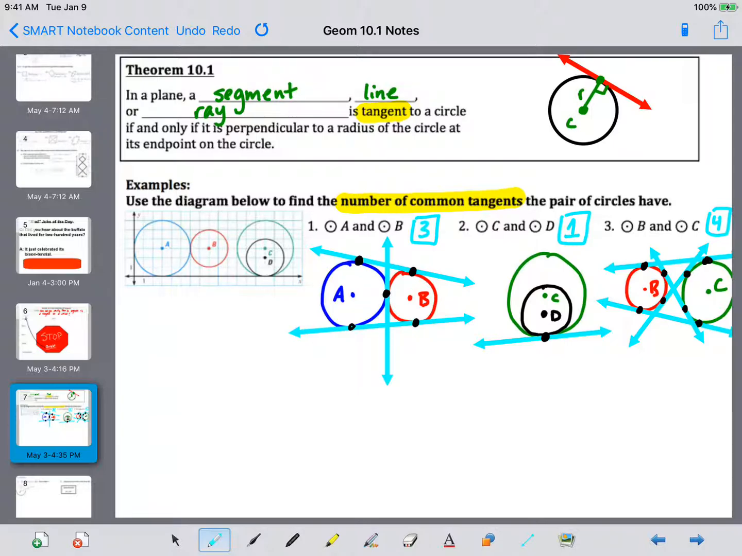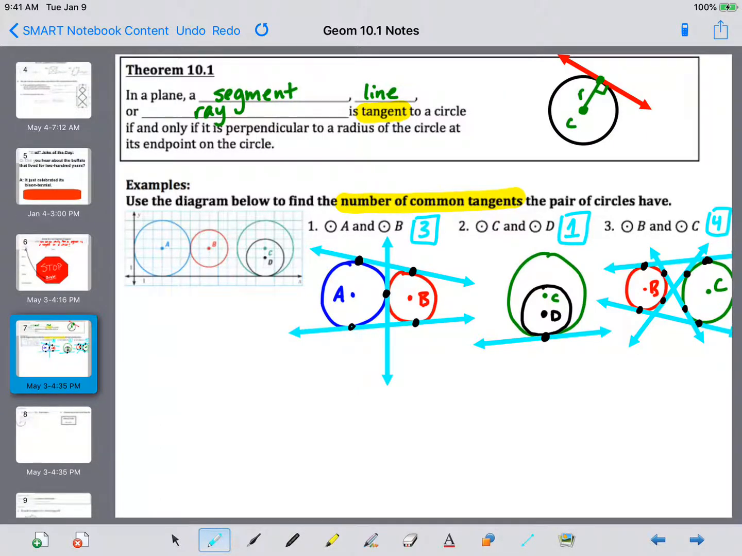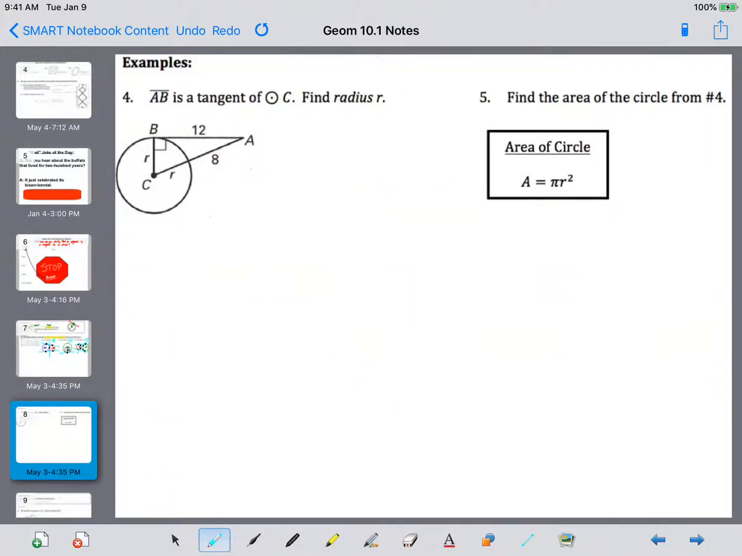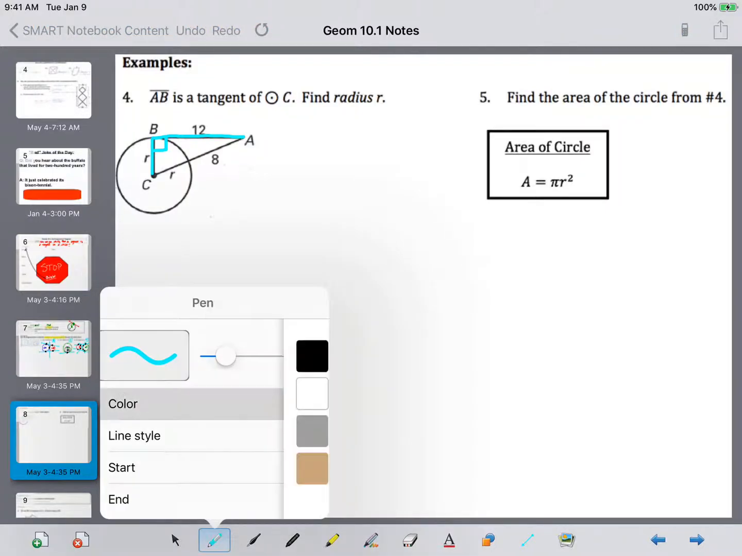All right, so let's take a look at getting into a little bit more algebraic problems. On our next example, we've got segment AB. This segment AB is a tangent of circle C, and we're going to use that information to find the radius R right here. Notice that this is a tangent, so it makes a right angle here, and we can use the Pythagorean theorem to set up an equation to find what the radius is.